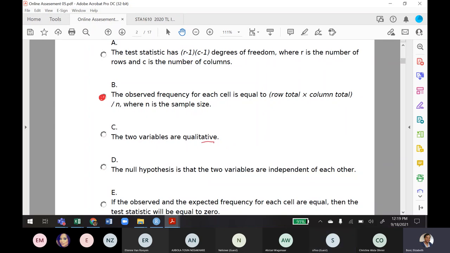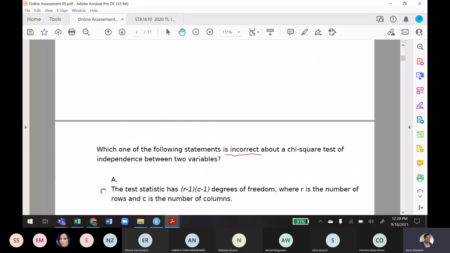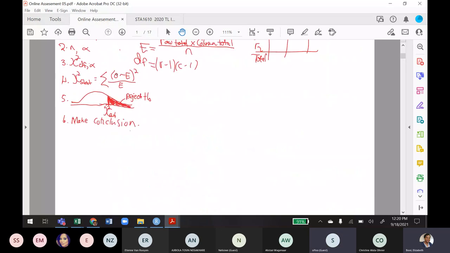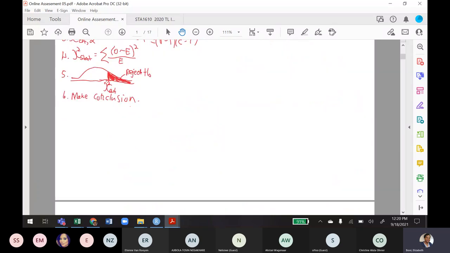C, we also spoke, the two variables have to be categorical variables, or we can also refer to them as qualitative variables. The null hypothesis, we also stated, always says the two variables are independent of each other. And it says if the expected and the observed frequencies are equal, the test statistic will be equal to zero. That is true because if we say 3 minus 3, you will get zero at the top, and zero divided by any number is zero.